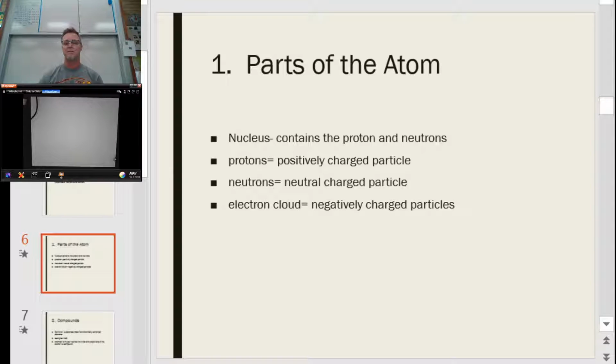Outside of the nucleus is the electron cloud. And guess what lives in the electron cloud? You guessed it, electrons. Okay? So these electrons, they're all negatively charged particles.